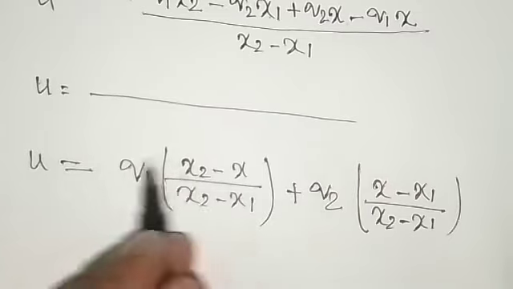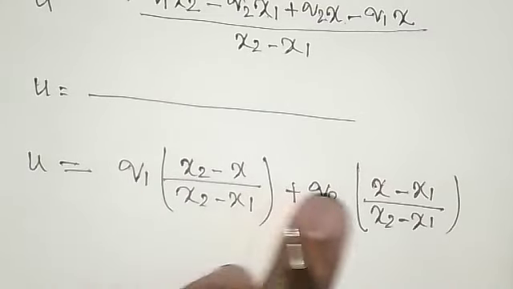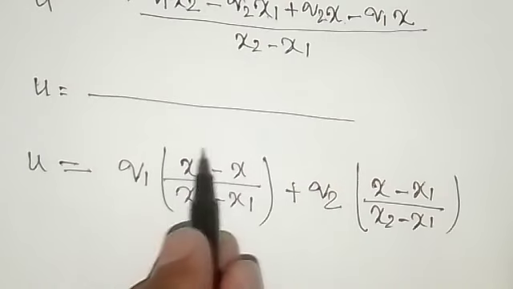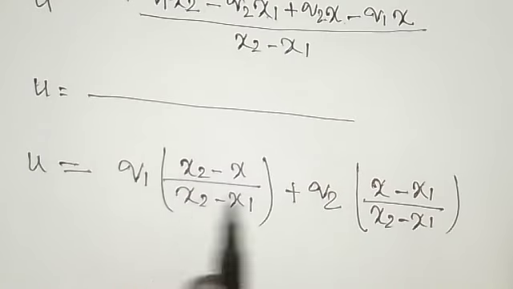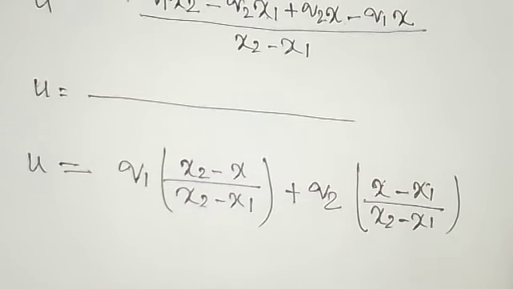So this is the nodal displacement u we got, right? u is equal to q1 times x2 minus x by x2 minus x1, plus q2 times x minus x1 by x2 minus x1. These are the shape functions, right?